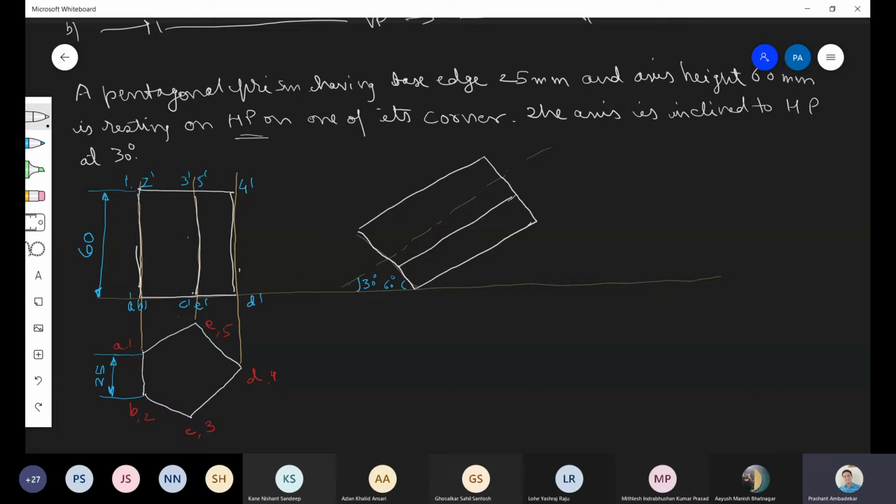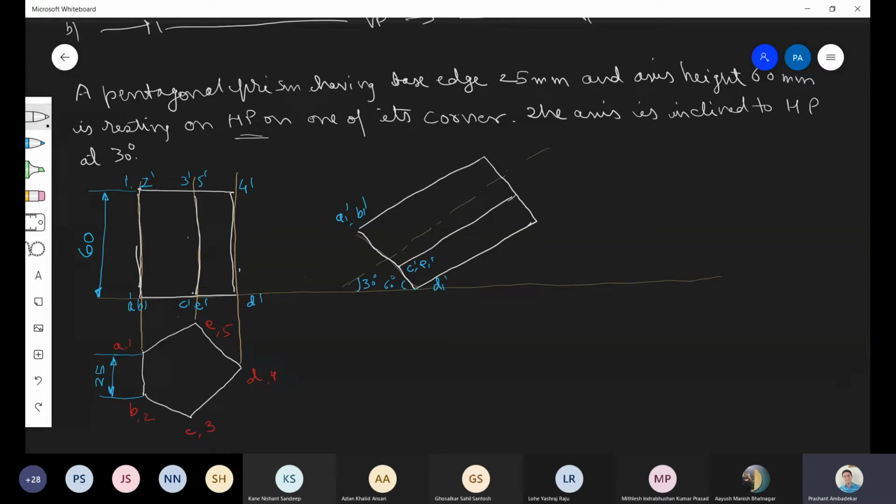Okay, this completes the front view. Now we'll name it. So this will be A1 dash, then this will be B1 dash. Here we have C1 dash, and I am writing it inside. I don't have space. C1 dash, E1 dash, and here this point is... I am writing it inside. You should write it outside. Okay, this point should be D1 dash.